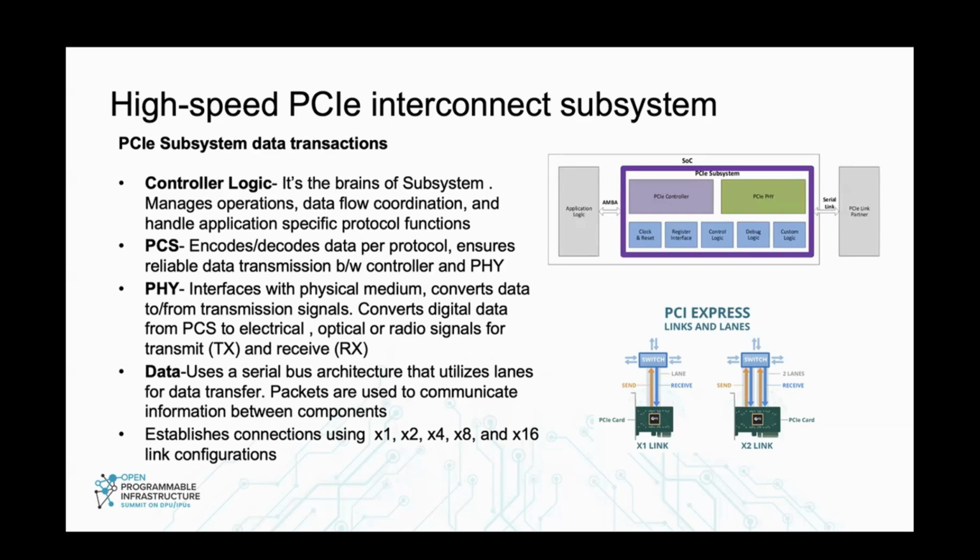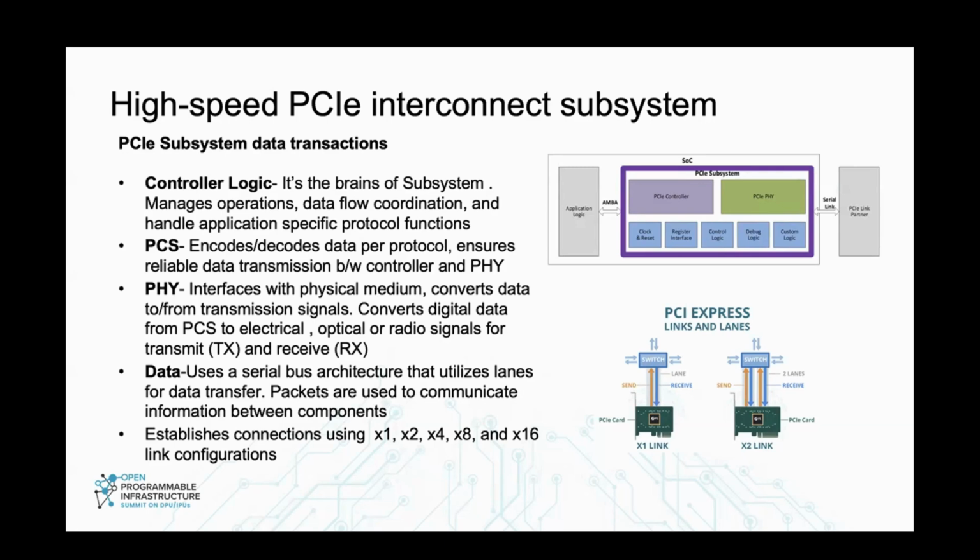The main functionality is that any digital logic coming from the PCS is converted into electrical signals and then transmitted to the serial link through the PCI link partner. The data uses a serial bus architecture that utilizes a lane for the data transfer. The data gets transferred in packets, and it has some additional bits added for encryption and error correction. And this gets connected to the link partner through the serial bus.